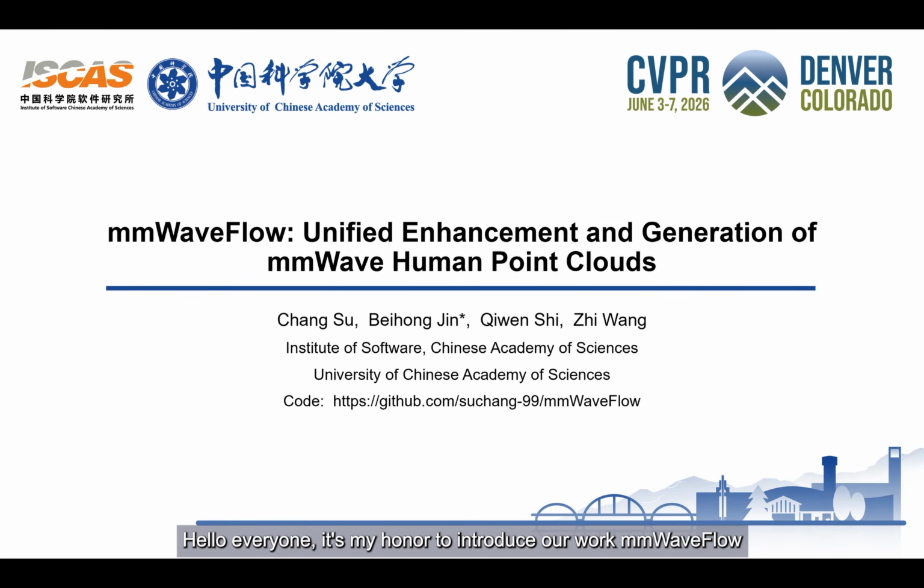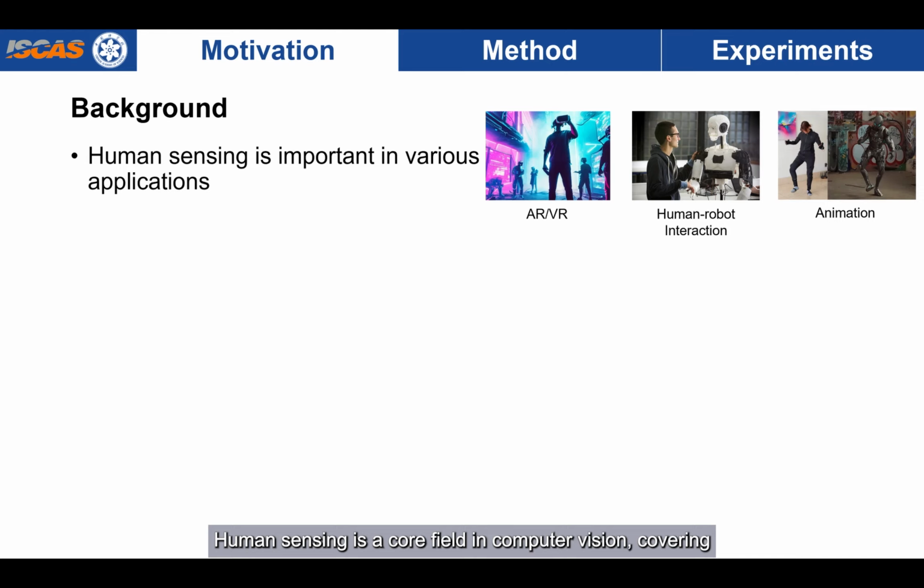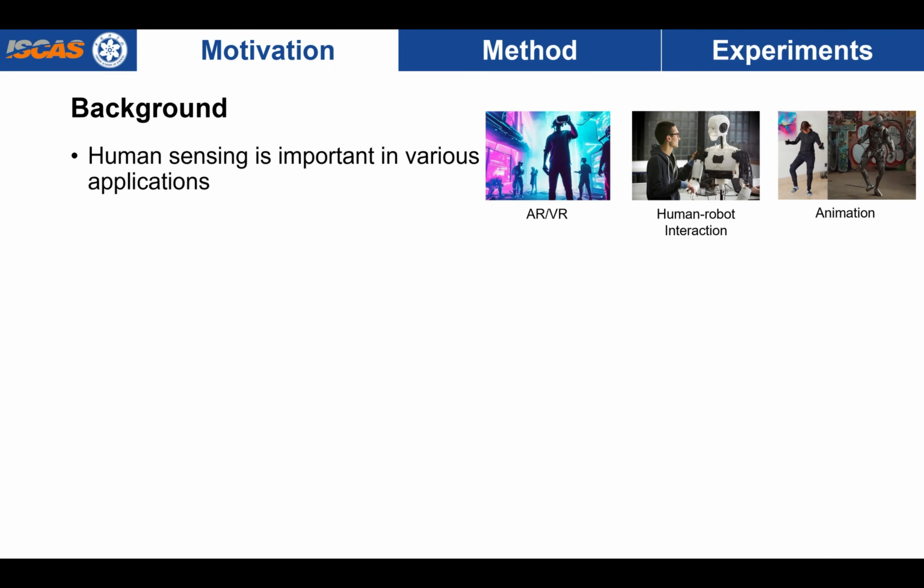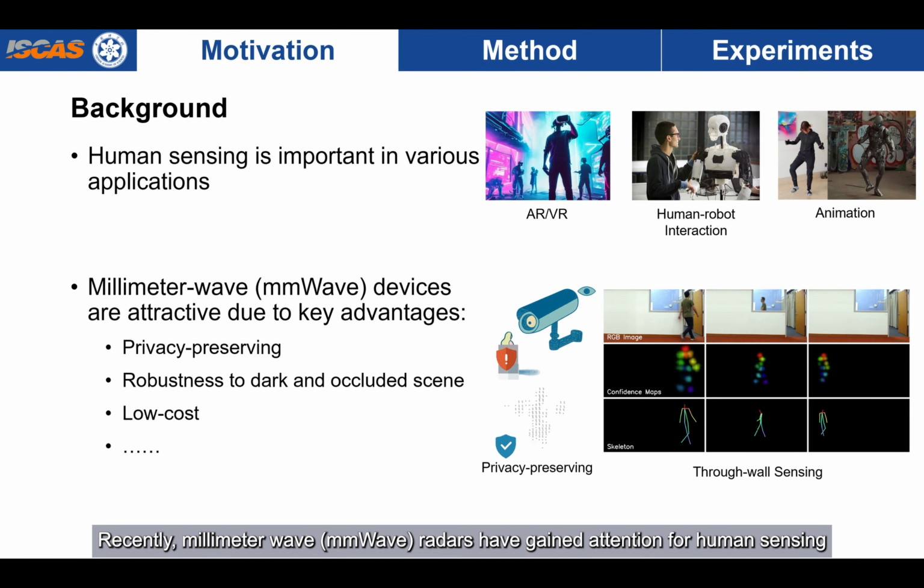Hello everyone, it's my honor to introduce our work, mmWaveFlow, a unified framework for the enhancement and generation of mmWave human point clouds. Human sensing is a core field in computer vision, covering various tasks from pose estimation to action recognition. Recently, mmWave radars have gained attention for human sensing because they are privacy-preserving, low-cost, and robust to dark and occlusion scenes.